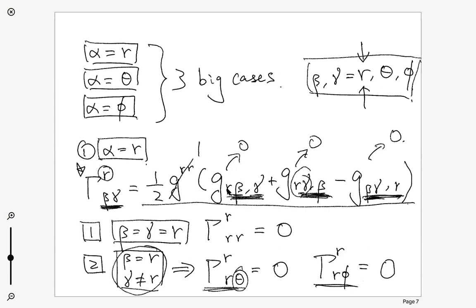Because again, g_{rr} is constant, the derivative is 0. And then for the second term, we have r phi, right? g_{rφ} is 0, so the whole term is 0. And then g_{rφ,r}, but g_{rφ} is 0, so it's also 0, right?